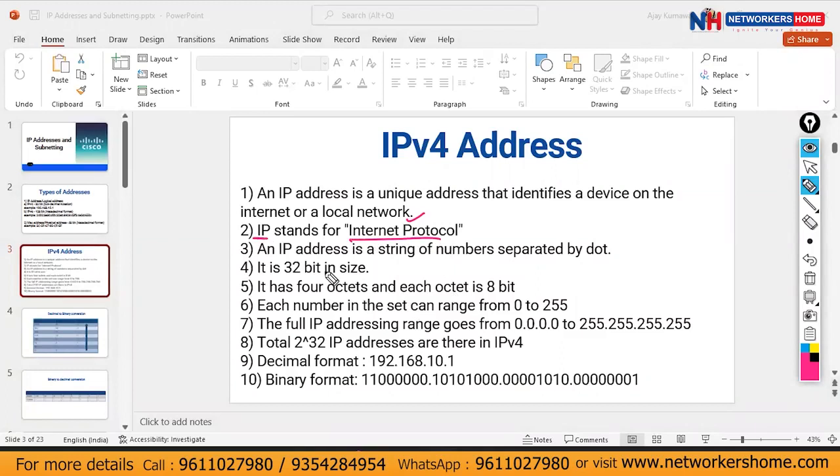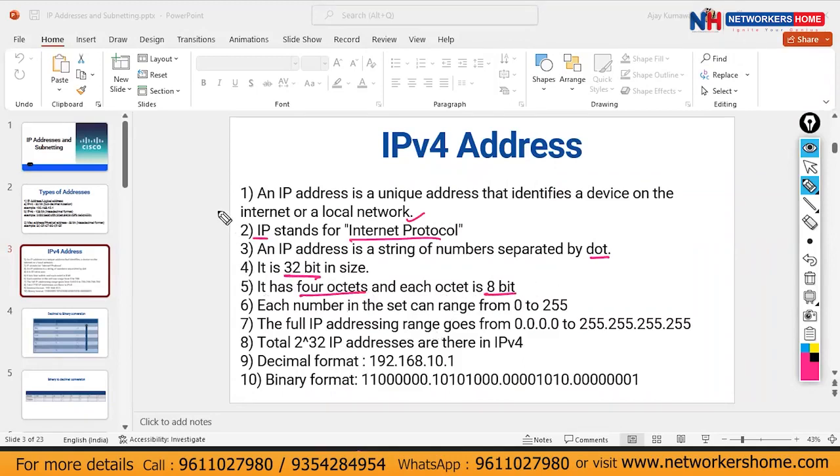An IP address is a string of numbers separated by a dot. Your IPv4 octets are separated by a dot. And your IPv4 is 32 bits in size. Then it has four octets, correct? In your IPv4, there are four octets and each octet is 8 bits.